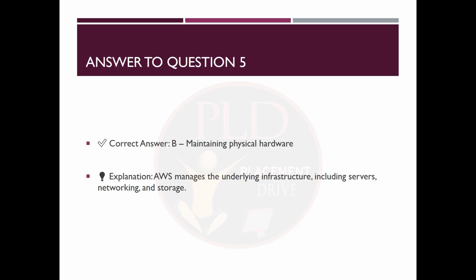So here is the answer for the fifth question. The correct answer is B, maintaining physical hardware. Here's the explanation for this answer. AWS manages the underlying infrastructure including servers, networking and storage.